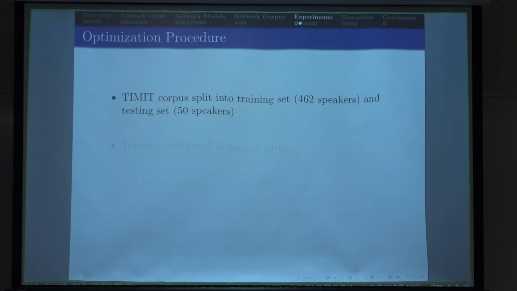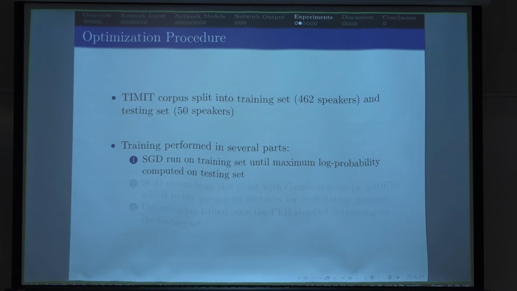And the way they actually trained their networks was they first ran SGD on the training set until you had maximum log likelihood on the testing set. So at each iteration of your optimization procedure, you have to print out the max log likelihood on the other set as well. And then once you've gotten to a point of, if I maximize that, you then rerun SGD with noise added. So the regularization in this case has just been a noise addition. And I should mention too that the noise is added not for every time step, but for each individual waveform instance.